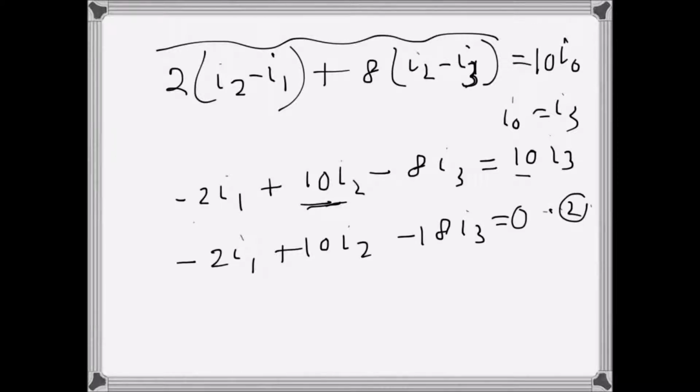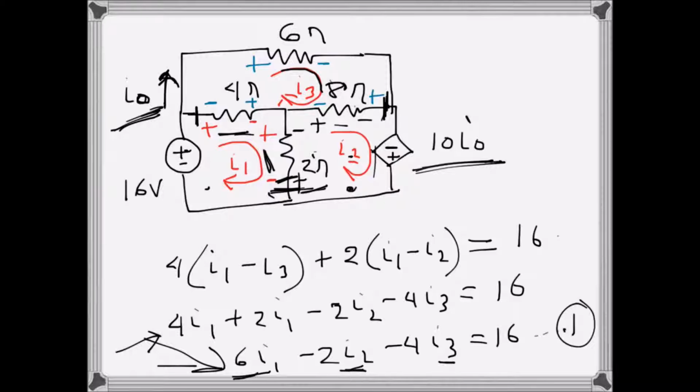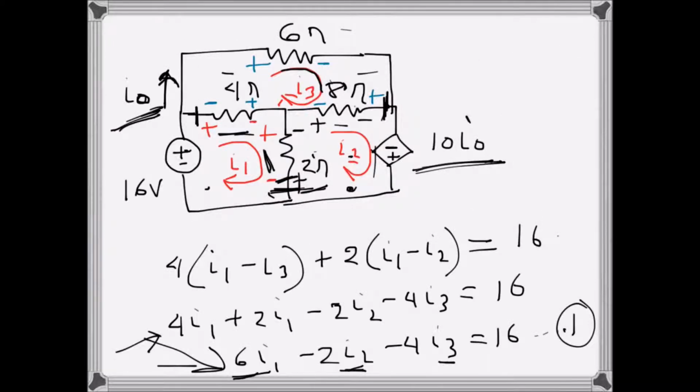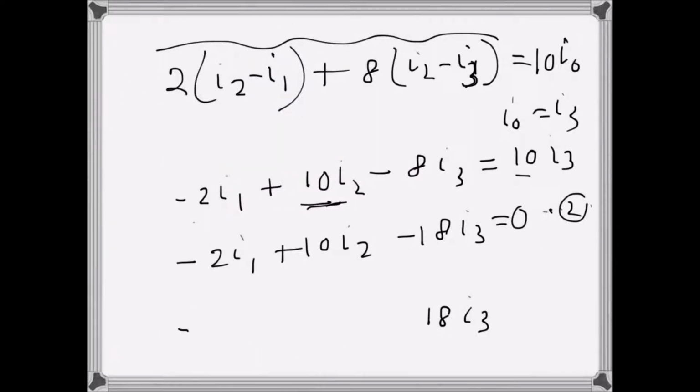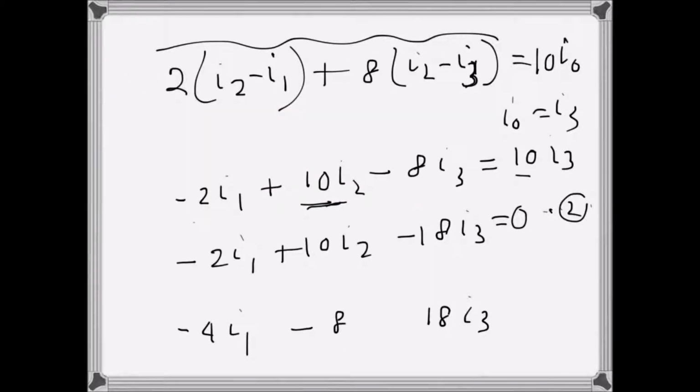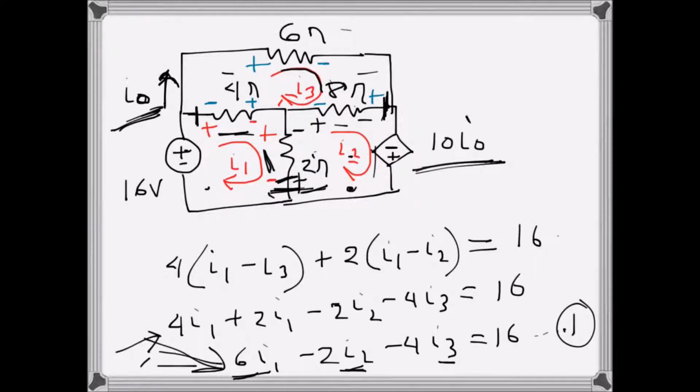So this one I am writing just 10I2, and this 10I3 is coming here, so it's 18I3, equal to 0. That's equation 2. Now equation 3 I will write directly: 4 plus 6 plus 8, that will be 18. So that will be 18I3, which should come as positive. Then negative 4I1 and negative 8I2, equal to 0. This should be the third equation. So I have all the three equations.